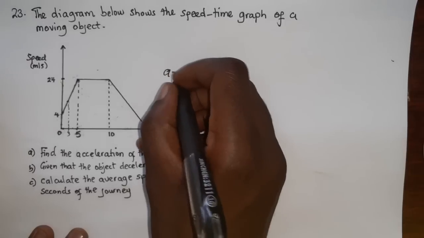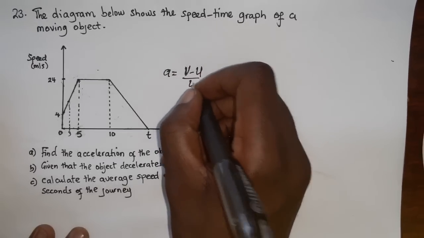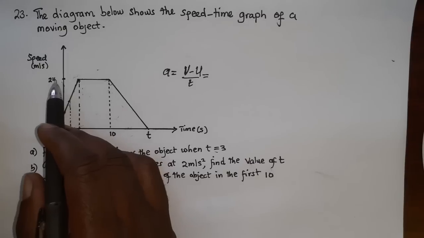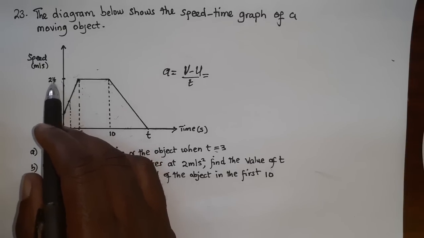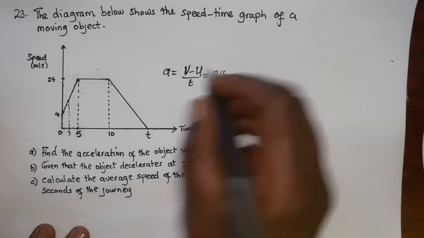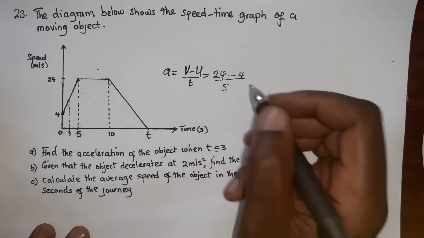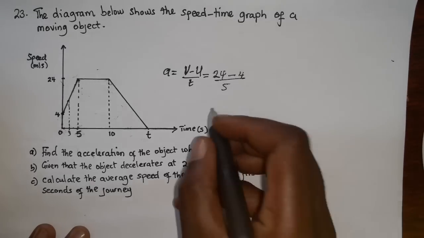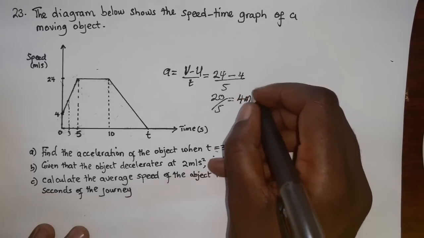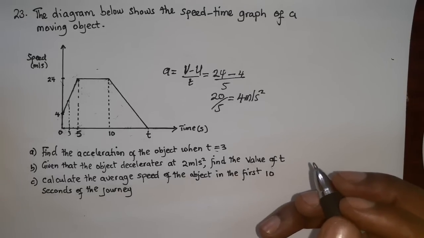As you may know, acceleration is equal to final velocity minus initial velocity over time. So using what we have here, I told you that it is the same. So we're going to use what is prominently given, which is 24 and 4. So the final is 24 minus the initial, where it started from here, it's 4, over time, which is 5. So this is going to give us 20 over 5. When you divide, you're going to get our acceleration here.